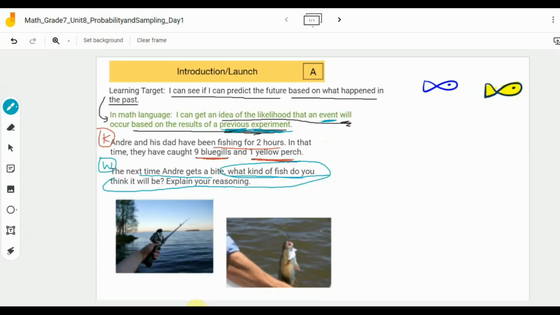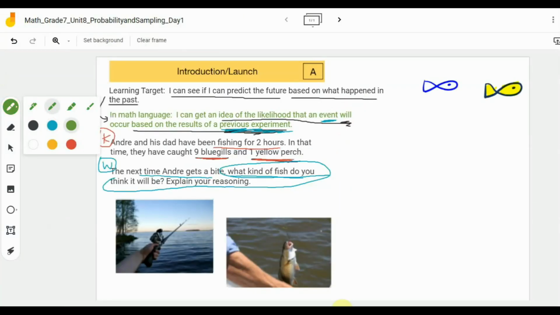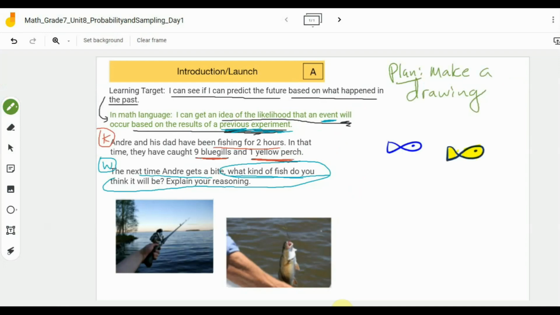Well, they've been fishing for 2 hours. They've got 9 bluegills and 1 yellow perch. And the next time he gets a bite from a fish, what type of fish do you think it will be? Explain your reasoning. Next part is plan. How will we solve this problem? One great way of solving all these type of problems, and that's the plan I recommend for this problem, is make a drawing. Making drawings in math is very useful. It's good to visualize. Get a picture of what's really going on in this situation.